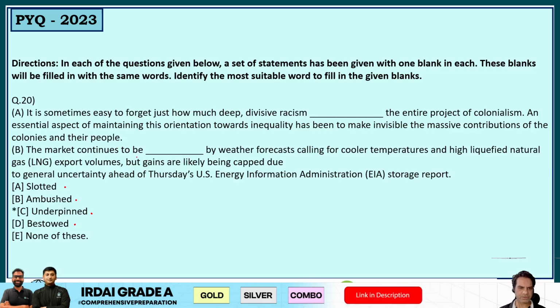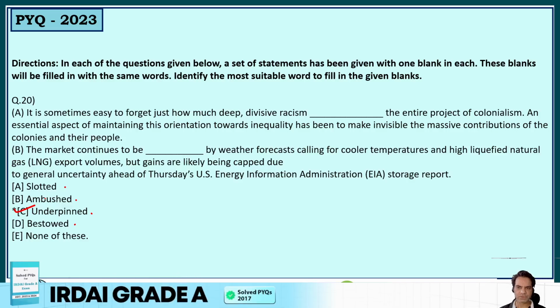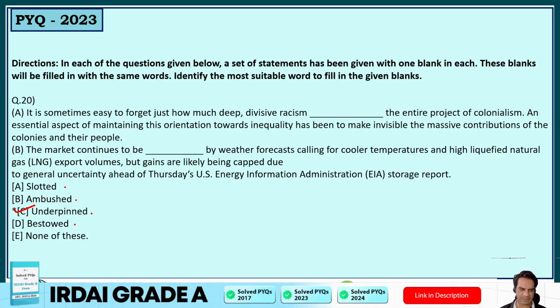The market continues to be dashed by, slotted by, no, ambushed by weather forecast, no. Bestowed upon is what is used, but not by. So underpinned by, so that means forced by. So option C is correct here.